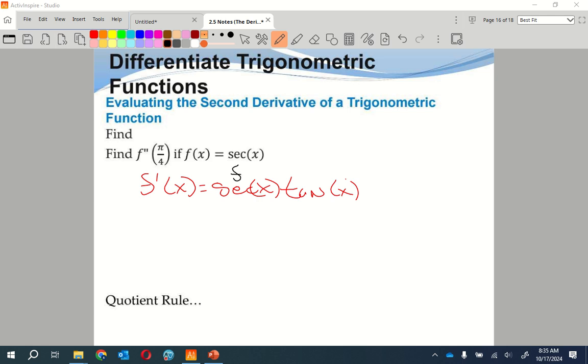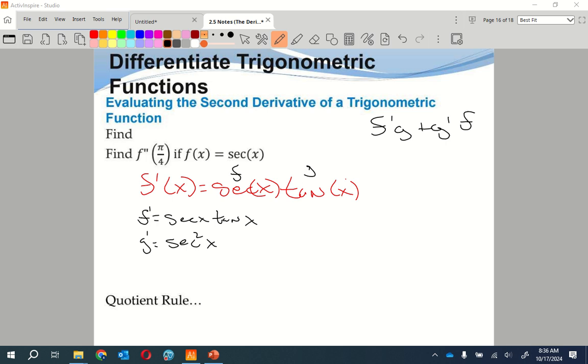So this is going to be my f, this is going to be my g. So f is going to be secant x, so f prime is going to be secant x tangent x. G is tangent x. G prime is going to be, derivative of tangent was secant squared. Now I can plug that into my product rule. So my product rule is f prime g plus g prime f.